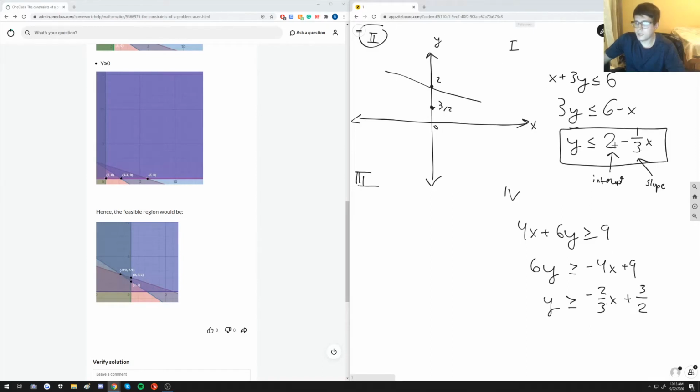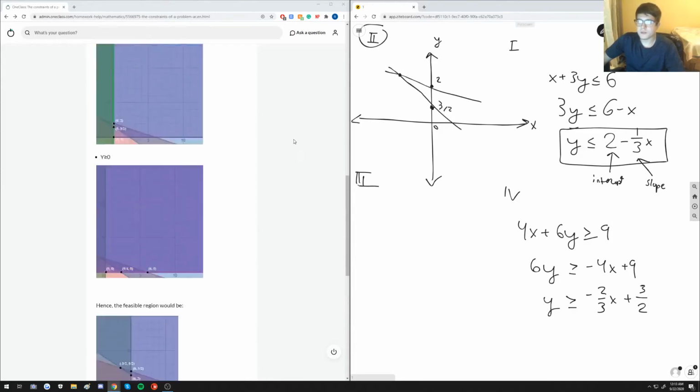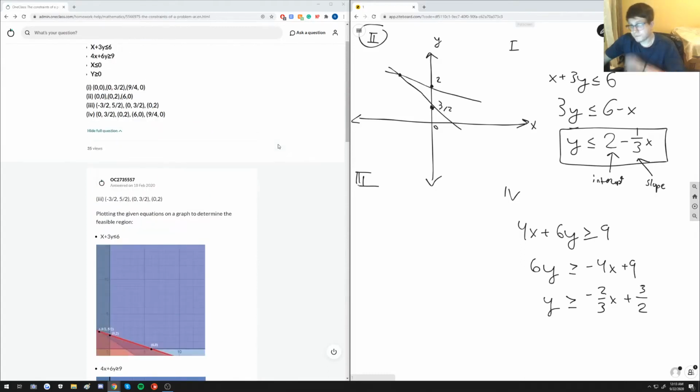So the second line, the one with the intercept at 3/2, will have a steeper slope. So it's going to look something like this. Now they both have negative slopes, but they will intersect at some point here. And we have to find the value of this point.